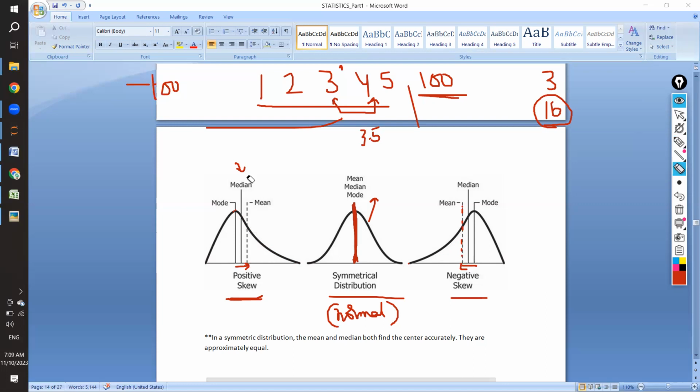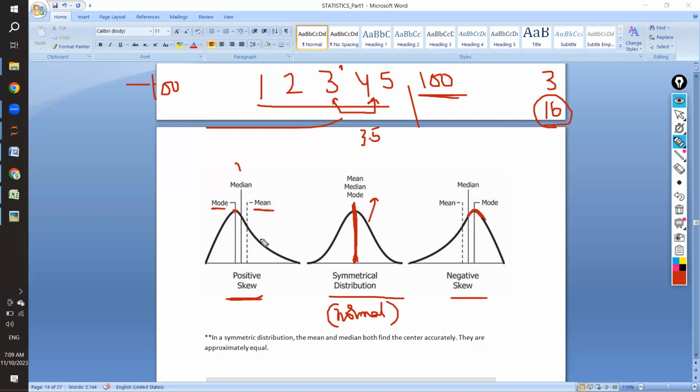So now we can make a clear statement that in a normal distribution, mean, median and mode will be the same, but in a positive skew, mean will be greater than the mode or median. What is mode, guys? Mode is the maximum number which is appearing. Wherever you see the highest point, the peak point, the maximum number, that will always be the mode.